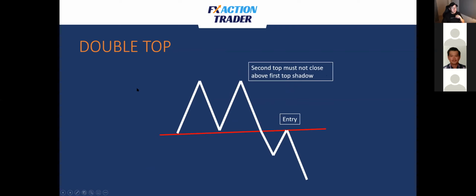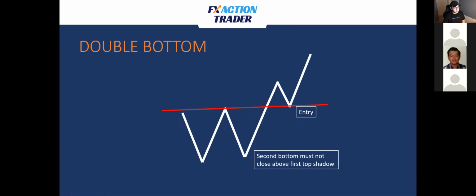And these are the chart patterns for you to know that this is a double top. For my rules, the second top must not close above the first top shadow. I will use the shadow for a more accurate entry. Once that holds, it is a valid double top. The double bottom is the same thing: the second bottom must not close below the first bottom shadow.